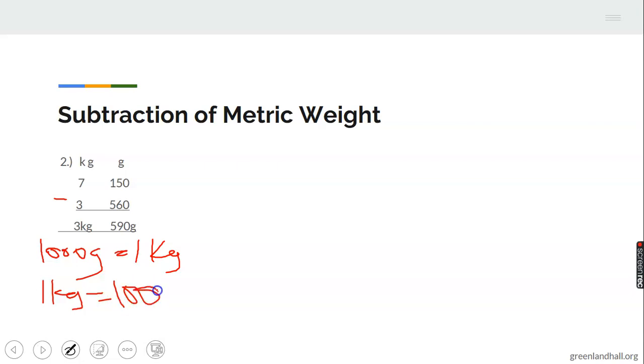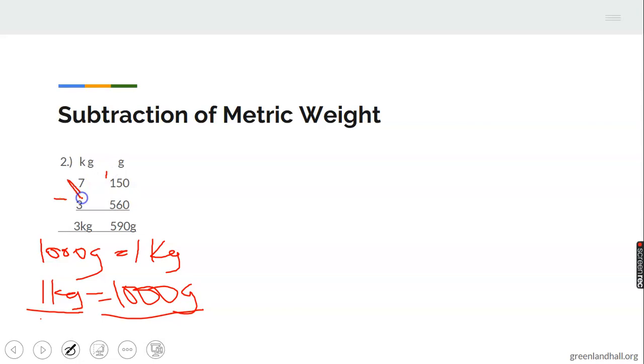1,000 grams. So this gram, the number up is not sufficient to take away this number down. What do we do? We borrow from kilogram. And when we borrow 1 from kilogram, 1 kilogram is what? 1,000 gram. When we borrow 1 from kilogram, it will become 1,000 here.